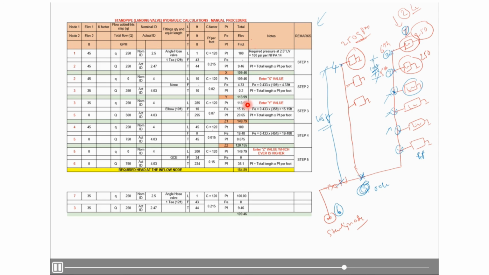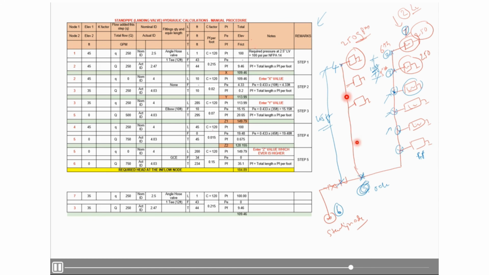finally, total pressure will be 113.99 plus the elevation pressure, this is the formula, 15.15 I got, and friction pressure 295 multiplied by 0.07, which is 20.65. So I am getting 149.79 at the fifth node.